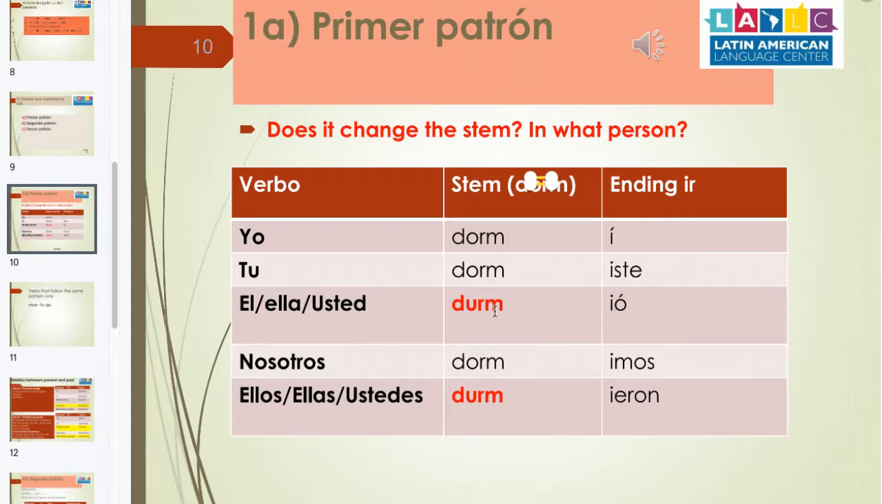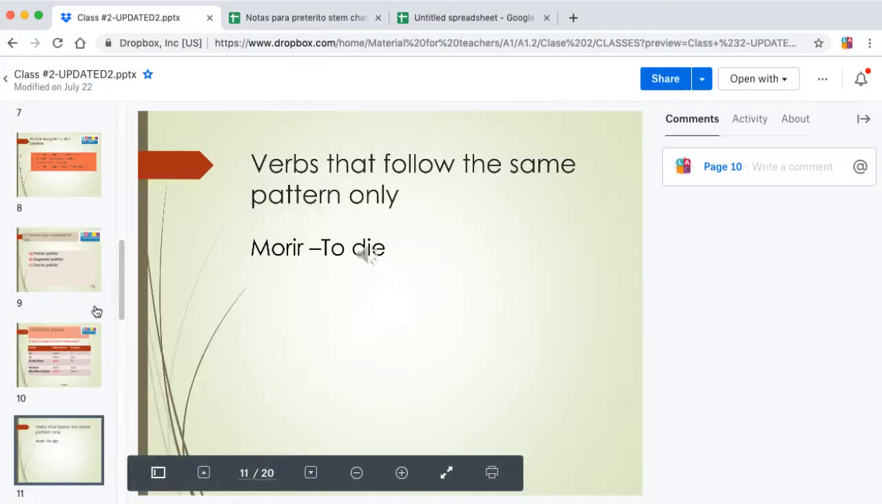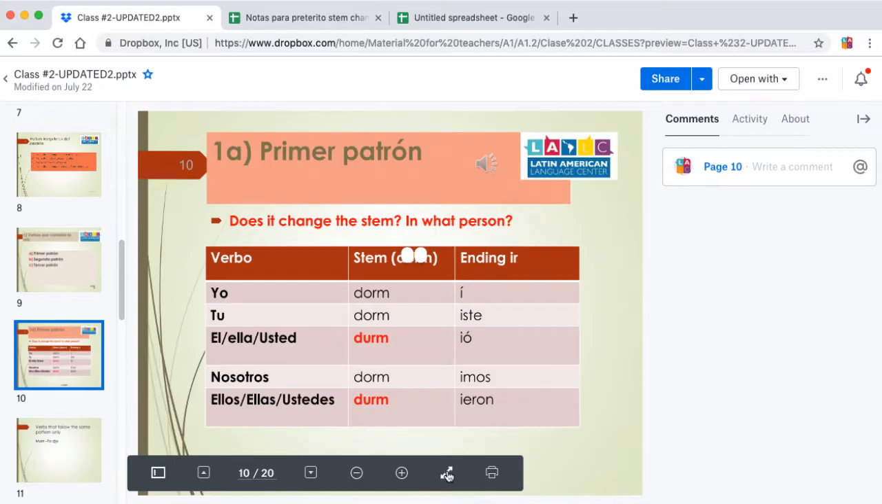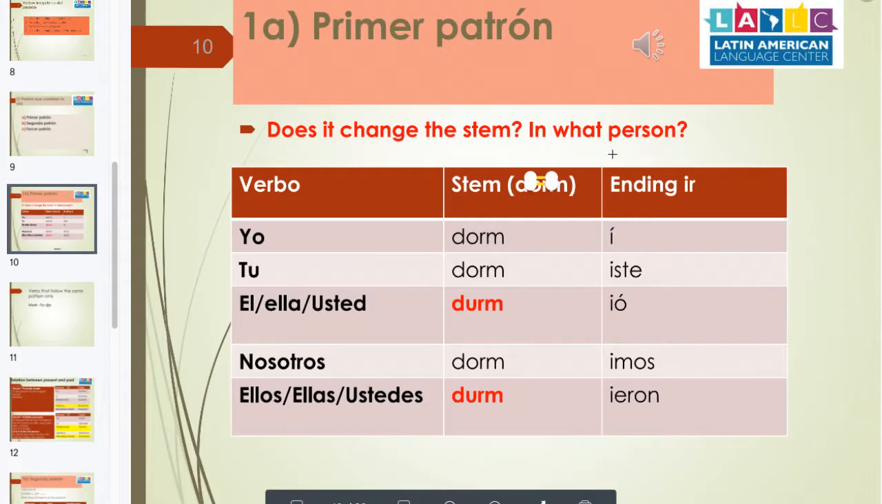Basically, the verbs that change this way are dormir and morir. And I honestly want you to focus right now only on dormir, which is to sleep. No morir at this level, to die. I hope you're not talking about those topics. So, dormir. Yo dormí, tú dormiste, él durmió, nosotros dormimos, y ellos durmieron, okay?